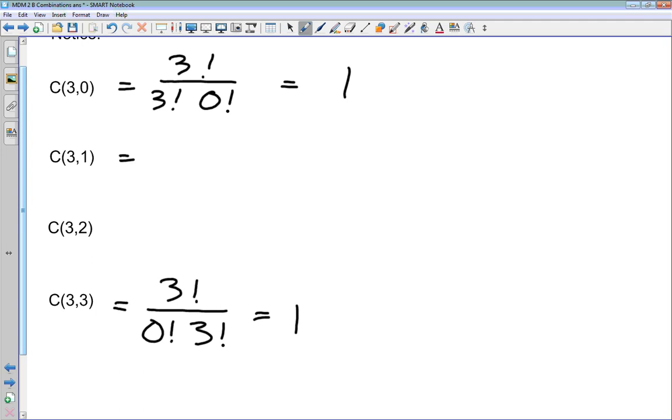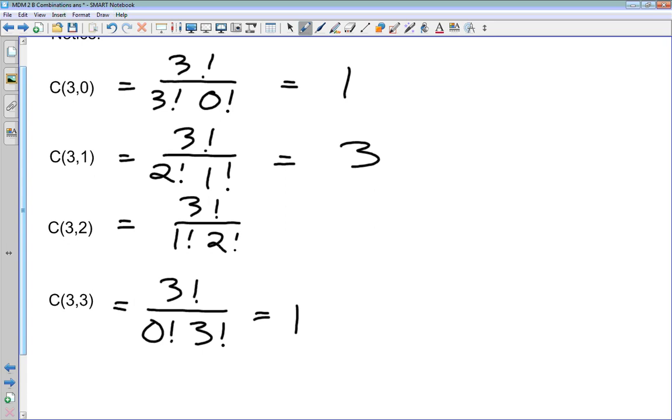Similarly, here in the middle, I'll have 3 factorial divided by, let's see, 3 minus 1 is 2 factorial, and then 1 factorial. I should do the subtraction before I do the factorial here, which is going to give me 3 factorial divided by 2 factorial, which is just going to be 3. And if I'm doing 3 choose 2, 3 factorial divided by 3 minus 2 factorial, 1 factorial, and 2 factorial, which is again just going to be 3.